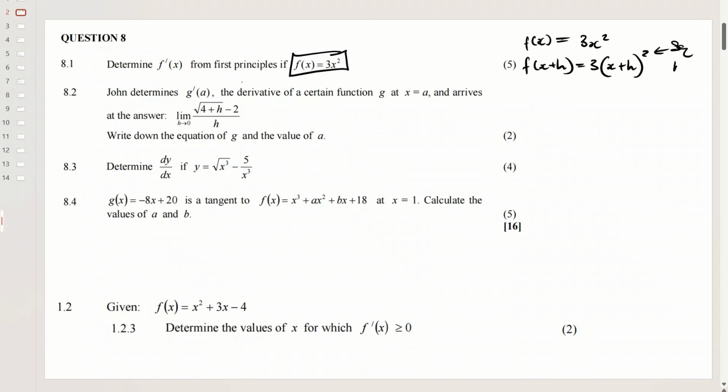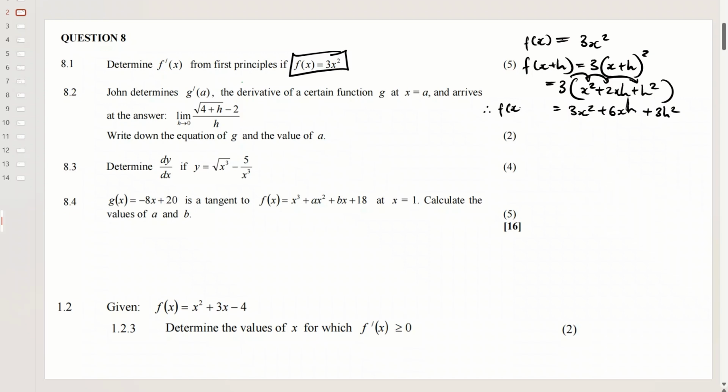The squared binomial. Yeah? So it means you have to deal with that before distributing the 3 inside. So keep the 3 outside and then deal with this. You'll have x squared plus 2xh plus h squared. So now distribute the 3 inside, you'll have what? 3x squared plus 6xh, sorry for that, and then plus 3h squared.